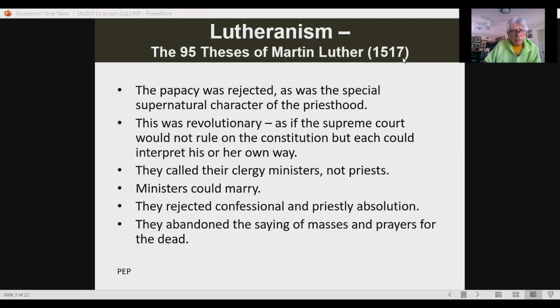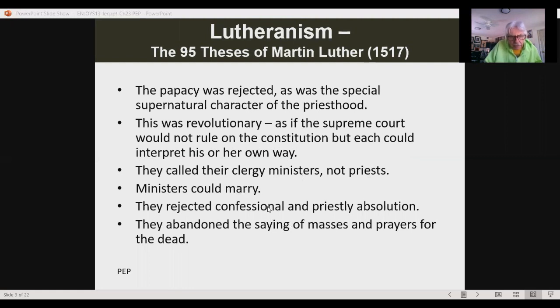Some of these elements: they rejected the idea of having a pope and this vertical structure from the priest on up. And by doing this, it was in a way very revolutionary. It's as if the Supreme Court would not rule on the Constitution, but each of us could interpret the Constitution in his own way. The Lutherans called their leaders ministers and not priests. And of course, the ministers could marry, where priests cannot marry.